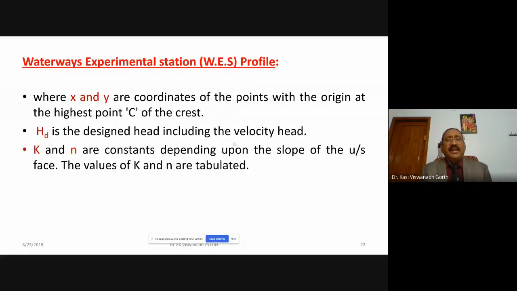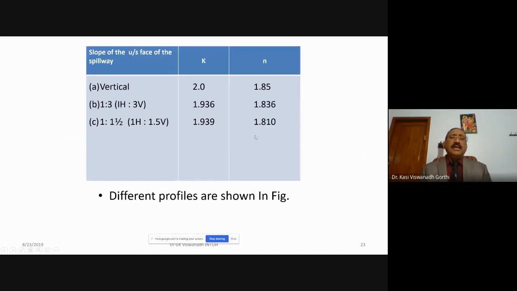The values of K and N are given in a table, and this Hd is the design head. It is not simply the water level over and above the crest to the maximum level, but it includes the velocity head also. Velocity head means the velocity of approach you are considering in this case. This need not be considered in all cases. When you have certain limitations, then only you need to go for the velocity head. Otherwise, this can be neglected in the design.